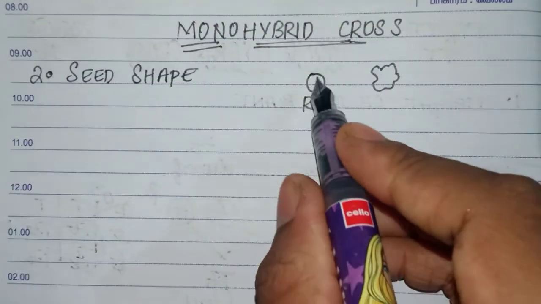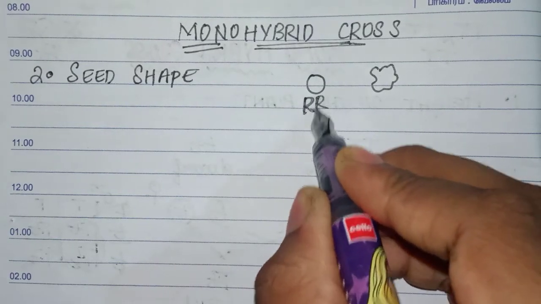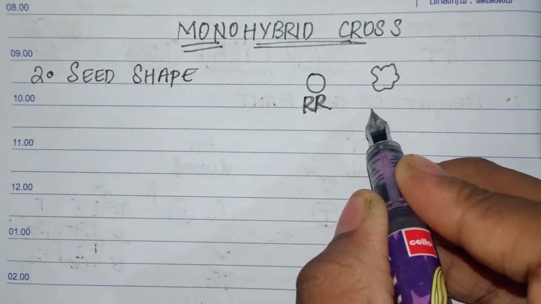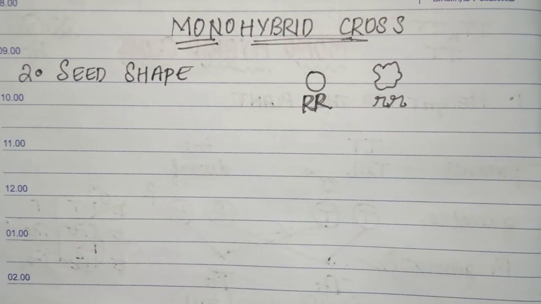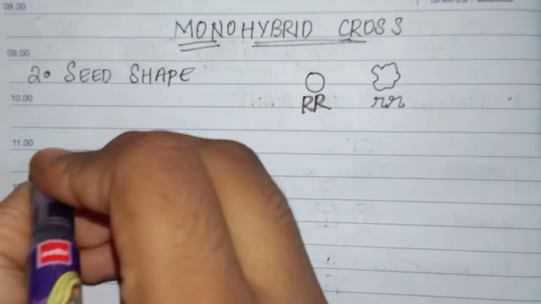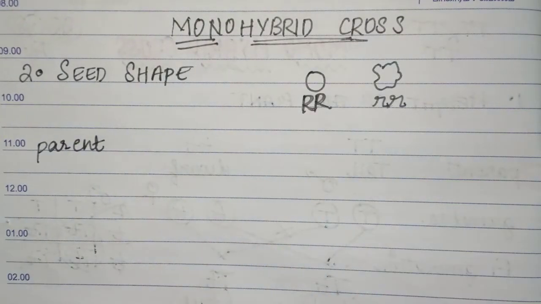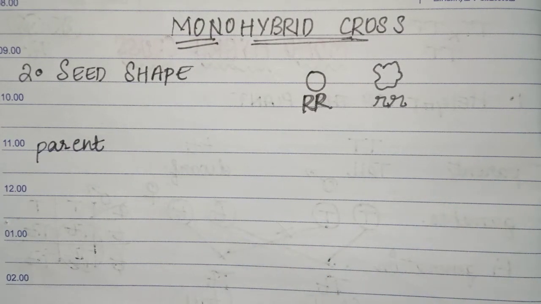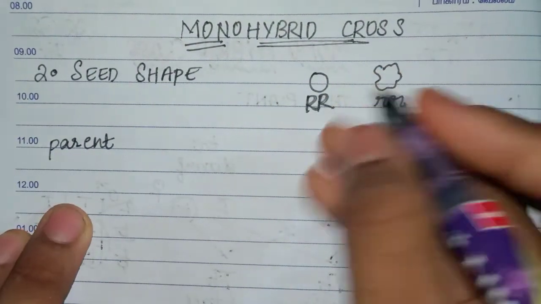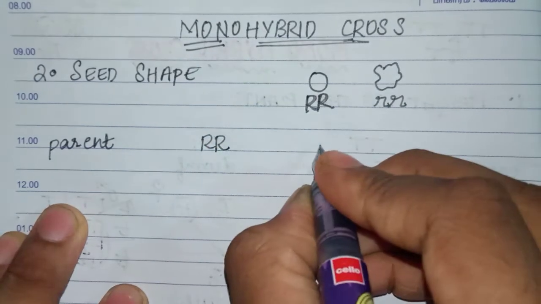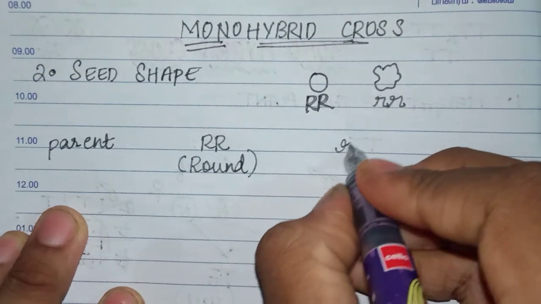In seed shape, we have one with the round ones and another with the wrinkled ones. Round ones you'll represent as capital R and capital R, and the wrinkled ones as small r and small r. Now let's start. As we started in the last video, if you write in this pattern, you will score 5 out of 5 without any hesitation, and your teacher gives full marks. Firstly, let's start with the seed shape. Let's write the genes: the first is the round ones and the second is the wrinkled ones.